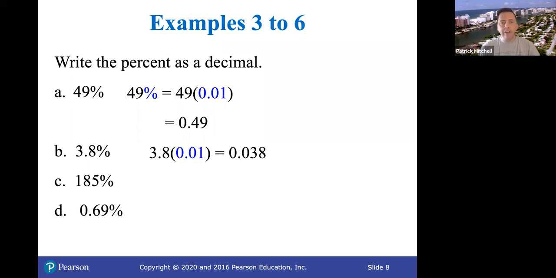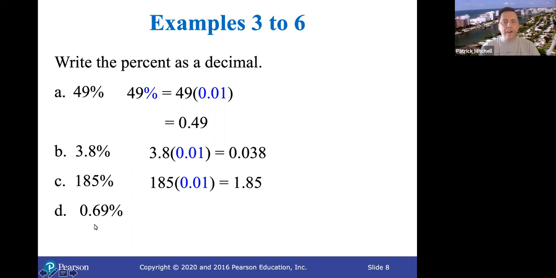185%. Sometimes percentages over 100 do make sense. So 185%, we would multiply 185 by 1/100th. The decimal point starts off after the 5. It's going to move 1, 2 places to be between the 1 and the 8.